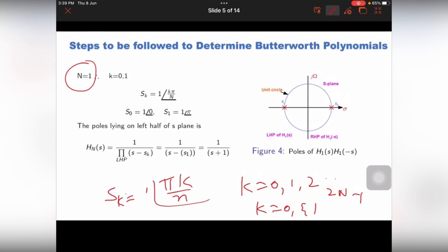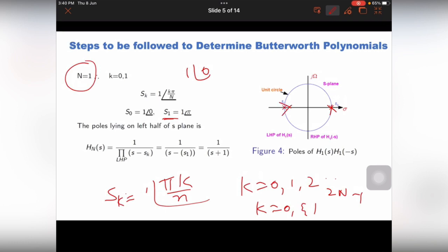What is sk? 1 at an angle of pi k by n. When k is 0, you get 0 divided by anything is 0, so automatically you get 1 at an angle 0. So the angle is 0, and it is located at the 0 position. Similarly, when we put k equal to 1, you get the pole S1, which has an angle of 180 degrees. The second pole is located at 180 degrees.